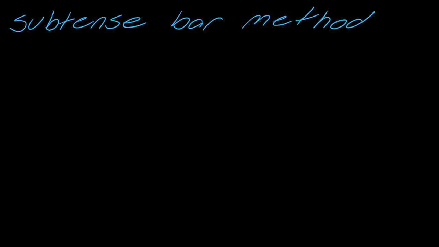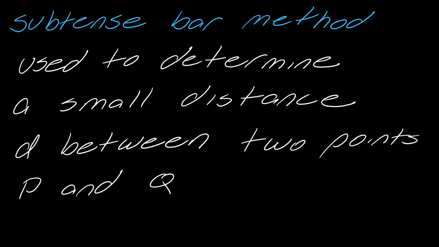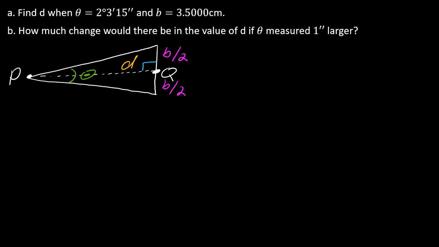The first one is going to use what's known as the subtense bar method. This is a method used to determine a small distance, which we'll call d, between 2 points P and Q. These ones are nice because they will often come with a picture. For this first one, you've got this situation here. I would recommend that you copy this picture down so that you're familiar with it, and then you're given different conditions here. So maybe you want to pause and write all this down.